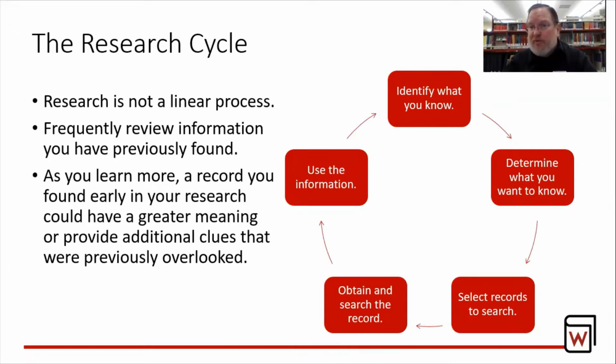Let's talk a second about the research cycle. Research is not linear. It feeds itself actually. So identify what you already know, determine what you want to know, select records to search, obtain and search the record, and then use that information. As you review that information, you want to then once again identify what you know and keep following the cycle. Each time you find a new fact, reevaluate it with others, and each record should start to lead you to other records. That's our rule of thumb.